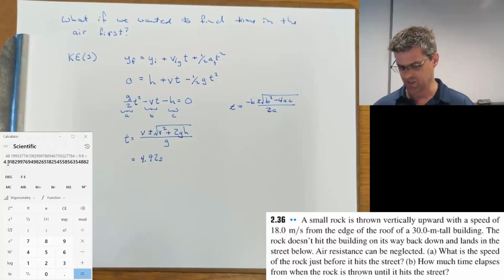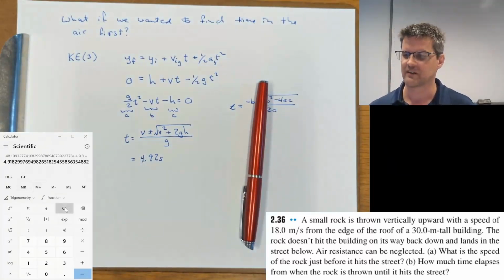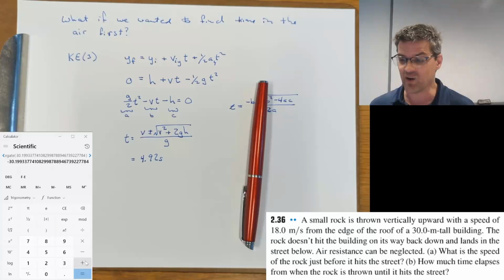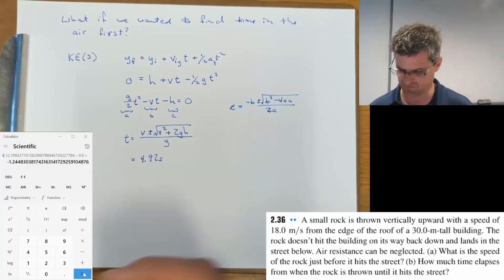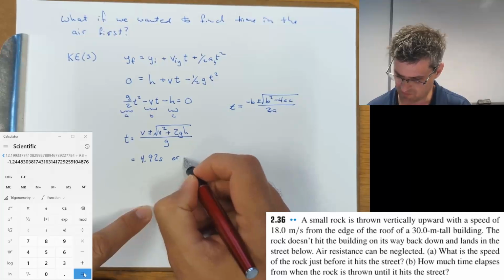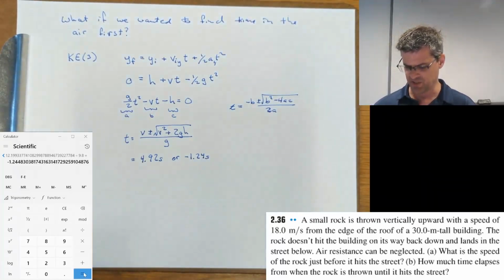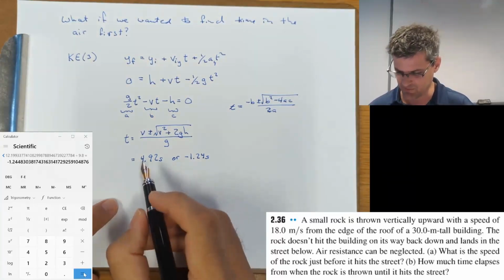But this is only one of the times. What happens with that minus sign? Well, let's take that thing that we just saved. We add a minus sign to it. And now we add 18. Divide by 9.8. Minus 1.24. So which is it? What does this negative time even mean?